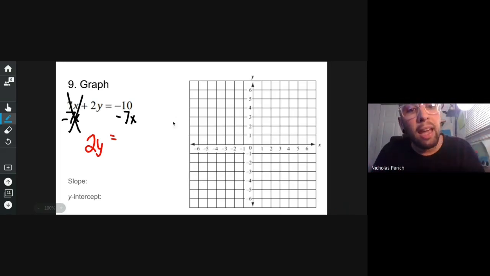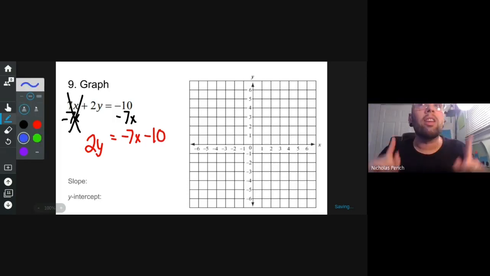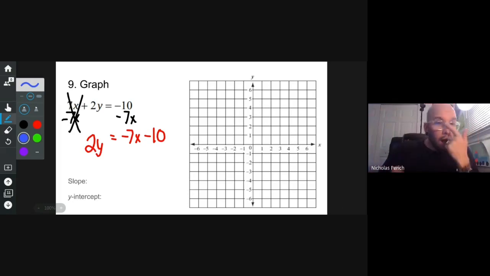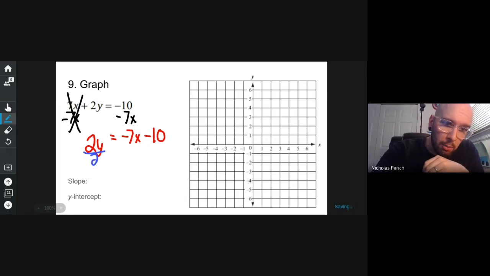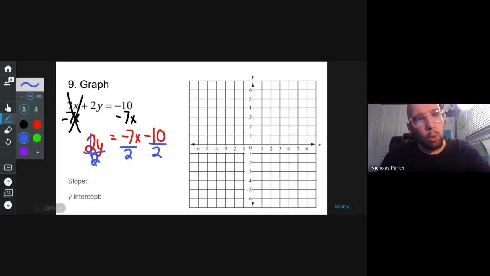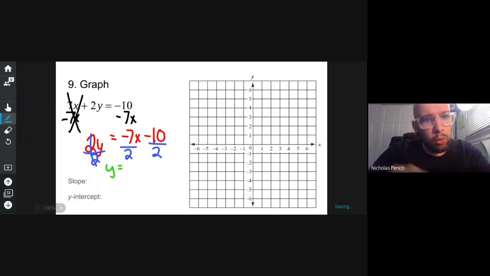On the right side, I have 10, and I have negative 7x. Do they combine? No, because the 7 has an x and the 10 doesn't. Remember, you're writing it out in this form, negative 7x minus 10. Always keep the thing with the x first. Is y all by itself now? No. I have 2 being multiplied to y, so let's divide everything by 2.